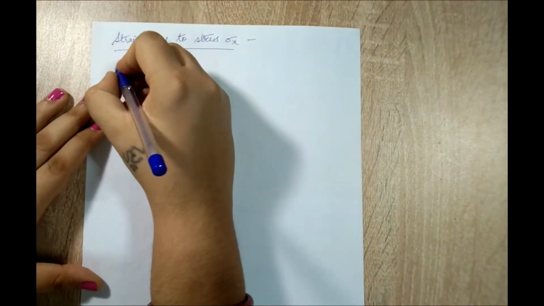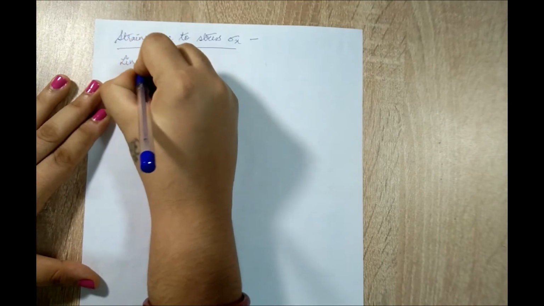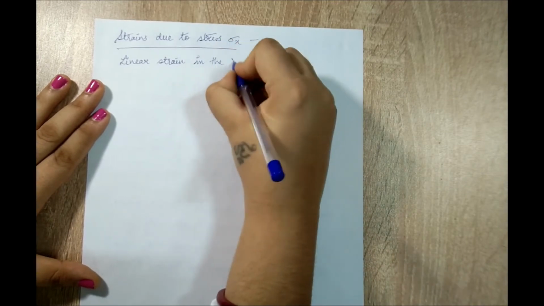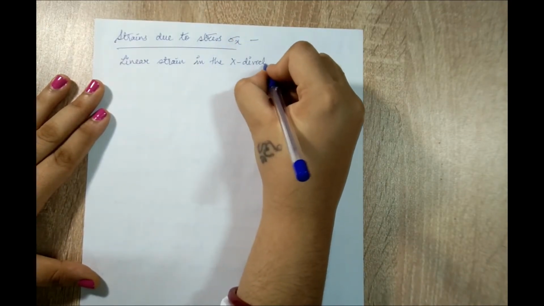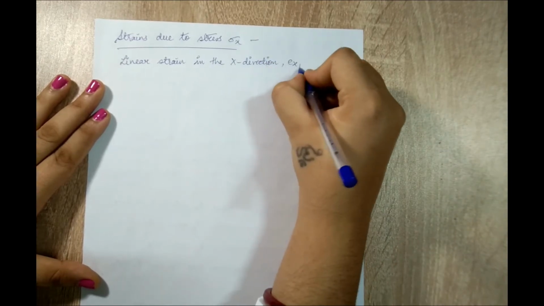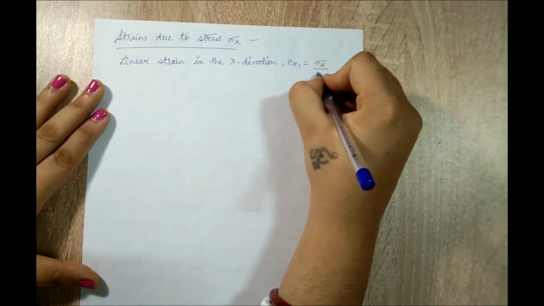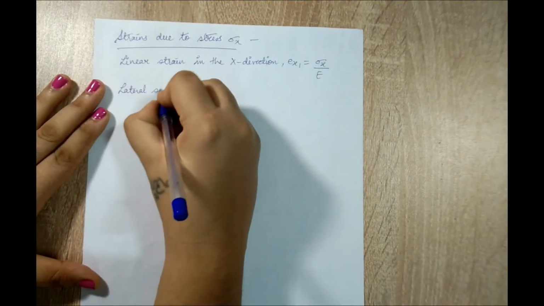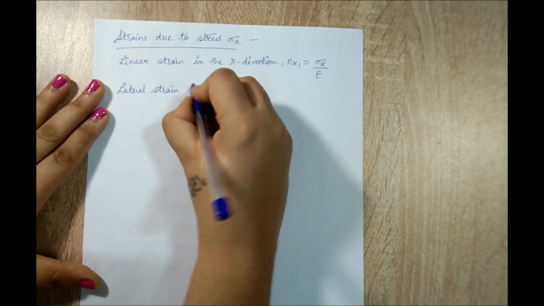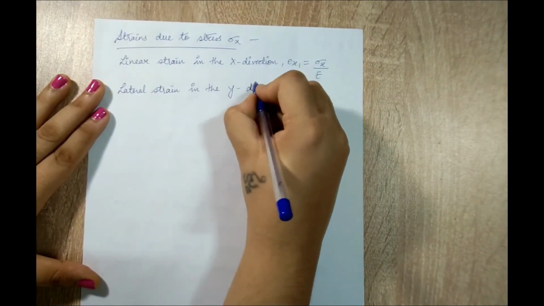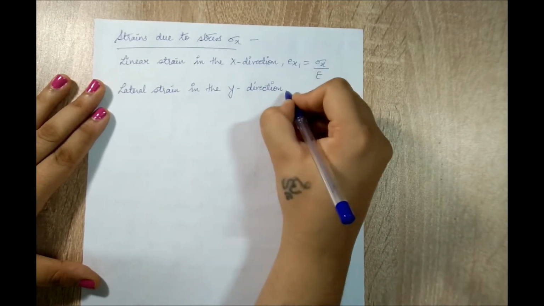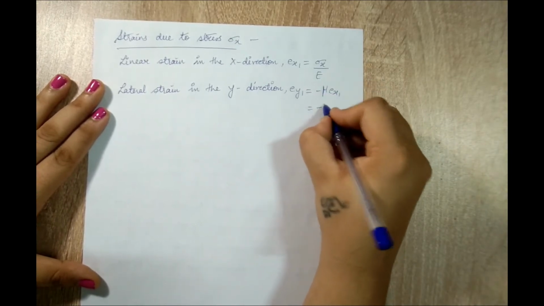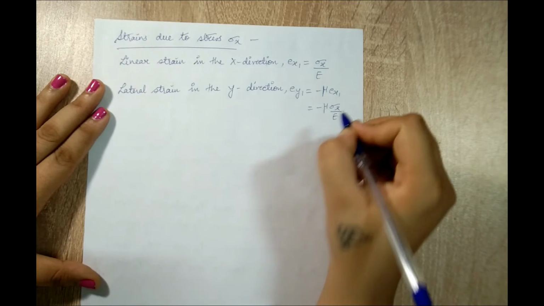So we'll start with linear strain in the x direction. I'll call it as Ex1. It will be sigma x upon E. So lateral strain will be in the y direction first and also along the z direction. So let me say it is Ey1, which will be minus mu into Ex1, which can be written as minus mu into sigma x upon E.